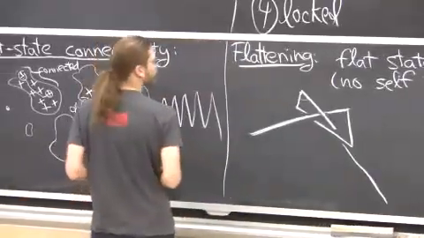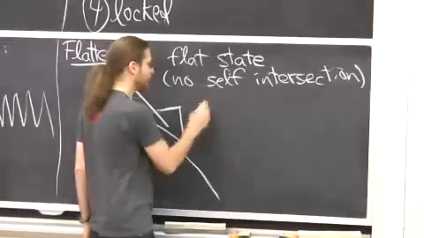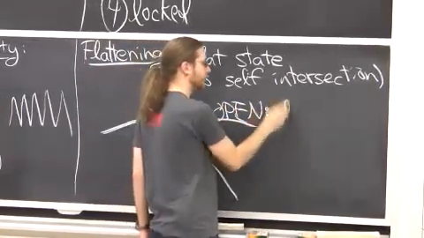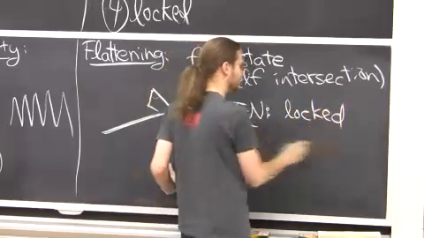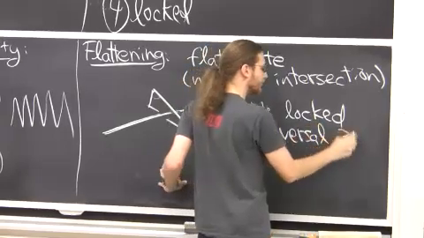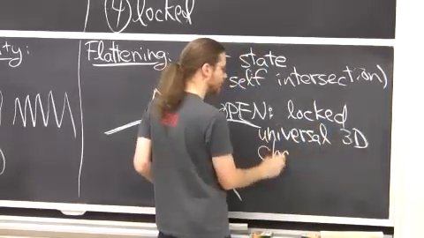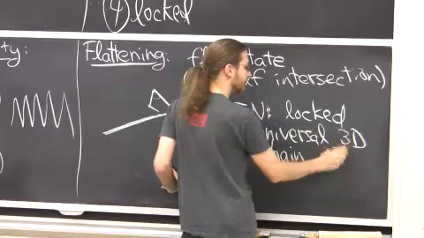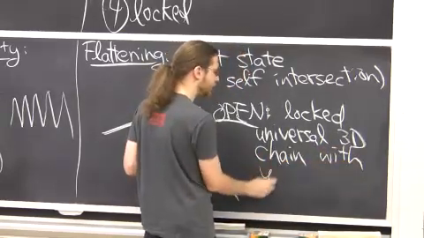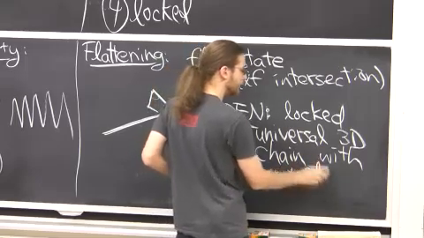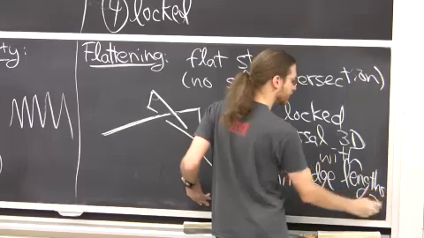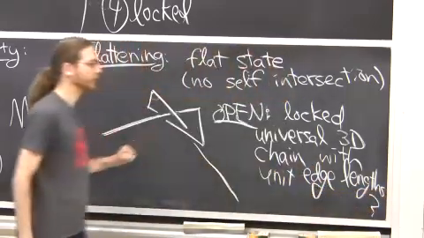So let me put down some open problems. You may recall in the case of universal joints, the big open question was, can you lock a universal joint 3D chain with unit edge lengths? So equilateral. Every edge is the same length. Is there a locked chain like the knitting needles where all the edge lengths are the same?